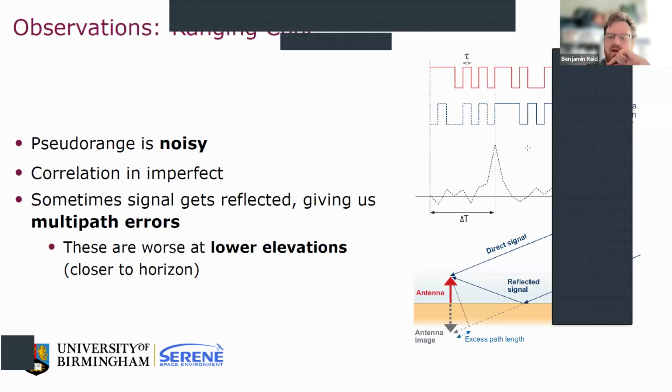The correlation isn't perfect, and then sometimes the signal will reflect off of nearby objects. And so this gives you something called a multipath error, where it will now correlate differently because you essentially get two or more peaks in this correlation signal, which gives you these very strange errors. And these get worse the closer you are to the horizon, generally. So this is a big problem for scintillation studies, but it's also a big problem just for finding out what the TEC is. So if you hear people or read a paper and it talks about cutting off low elevations, this is why. It's to get rid of multipath errors.